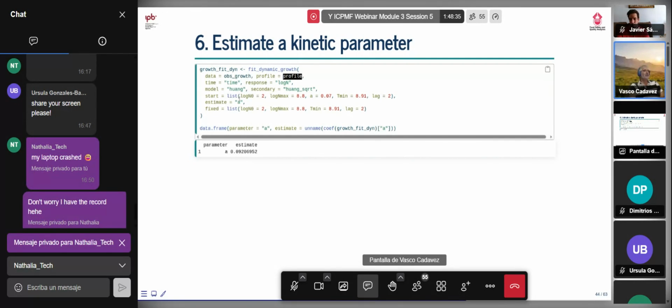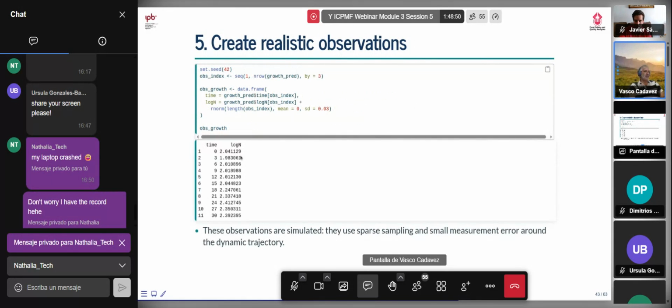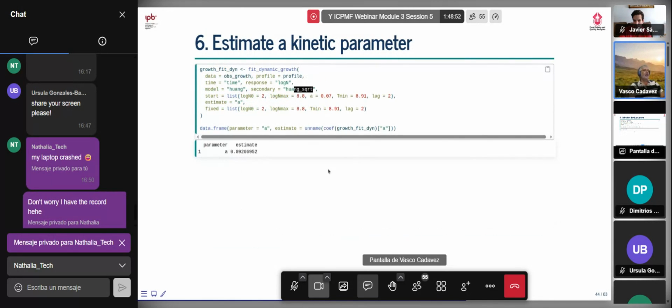you need to, if you want to estimate. In this case, I'm using the function to estimate the model parameters. In this case, I'm just estimating the A parameter from the secondary model. Okay, so I have this experimental data that I simulated, and then I want to estimate the parameter using a dynamic experiment. This is also possible. You can estimate the parameters from the primary grow model and also from the secondary grow model.